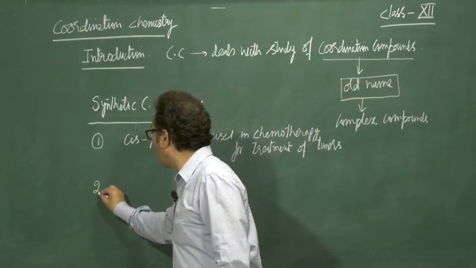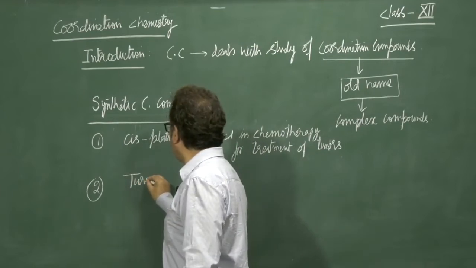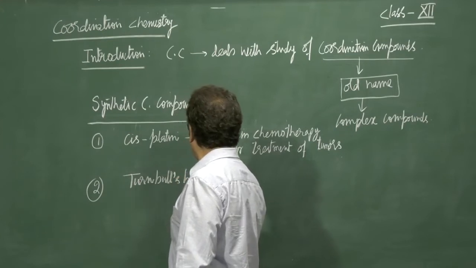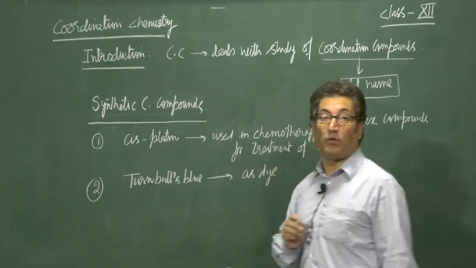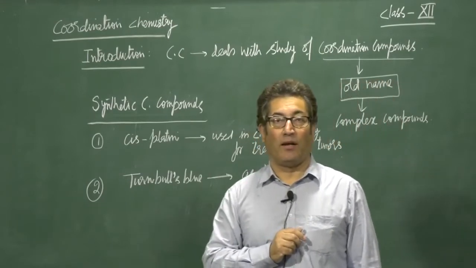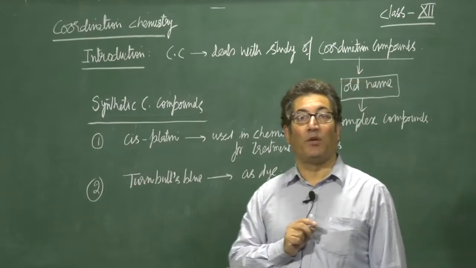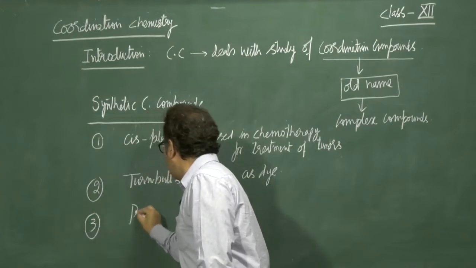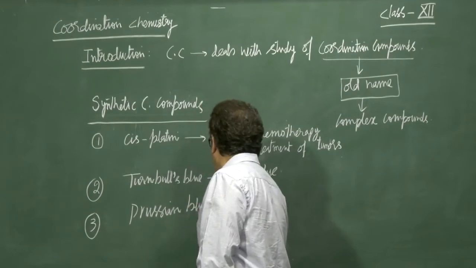Then you have one more, which is called Turnbull's blue. This is used as a dye. Again, it's a coordination compound which has a nucleus, and you will come to know later on that Turnbull's blue has a nucleus made up of iron. Iron is at the center. The third one is Prussian blue. It's again used as a dye.